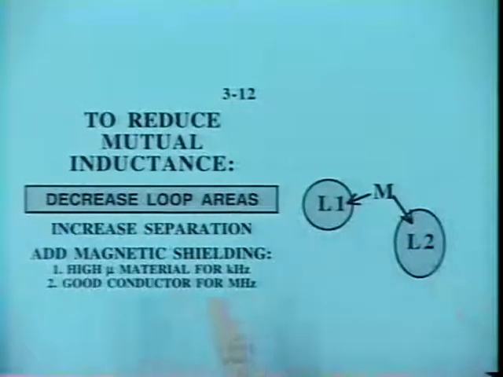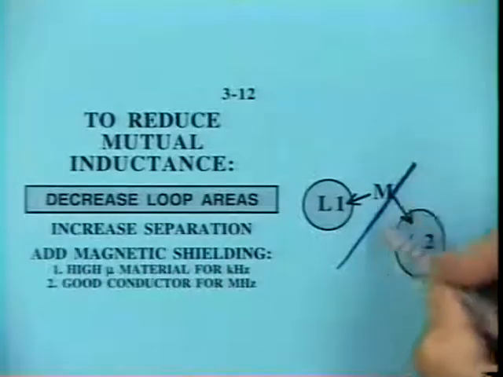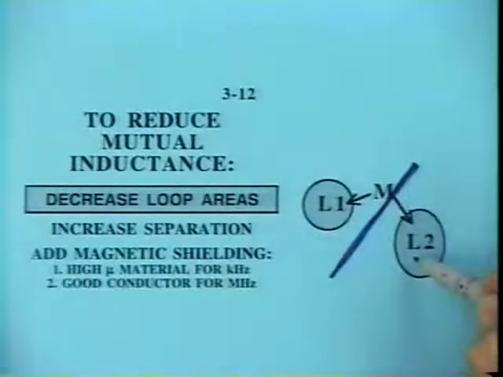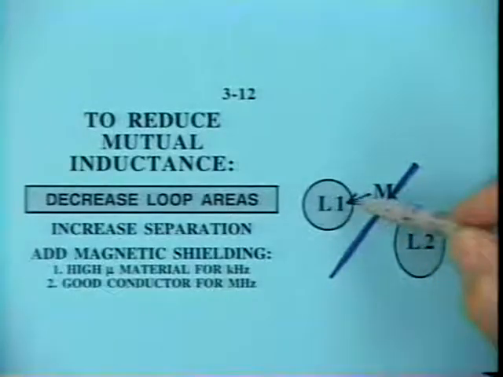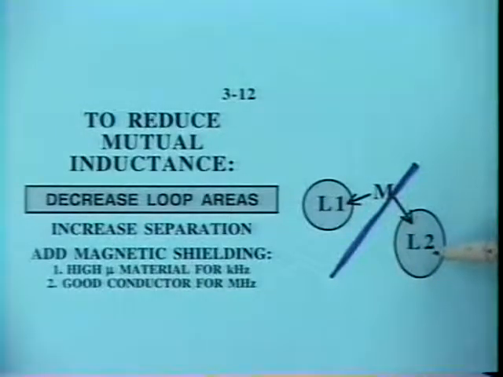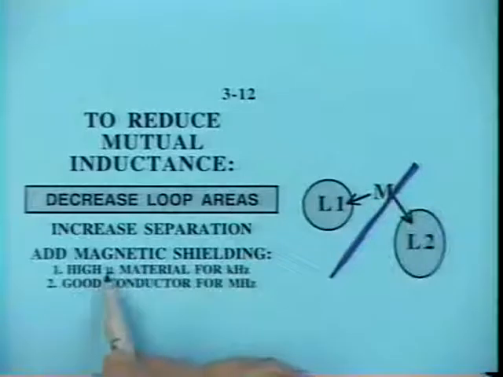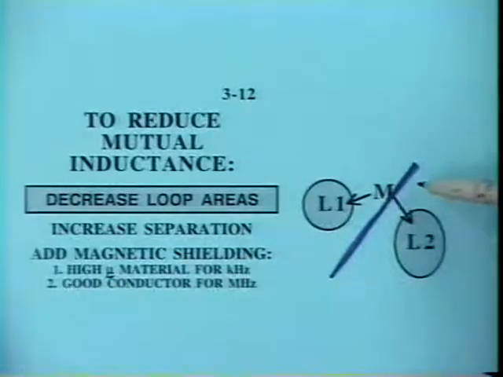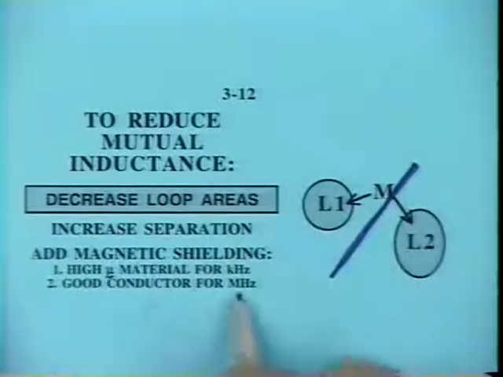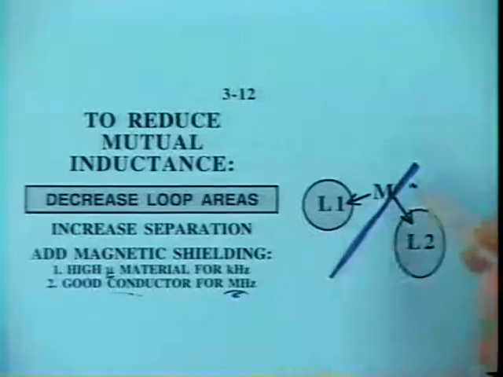Well, starting at the bottom of our list here, we could add magnetic shielding. We could put a magnetic shielding material between the two loops and somehow control the magnetic flux coupling between the loops. If we're trying to control the problem at low frequency in the kilohertz range, it's going to take a high mu, very expensive magnetic material, high permeability material. If we're going to try to control the problem at high frequencies, megahertz, it just takes basically a good conductor. That's a lot cheaper, and that can work fairly effectively.